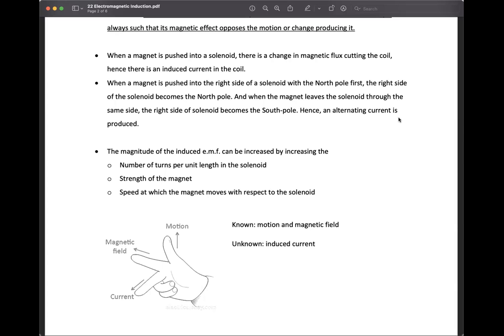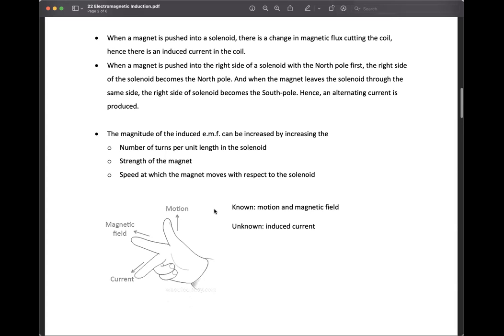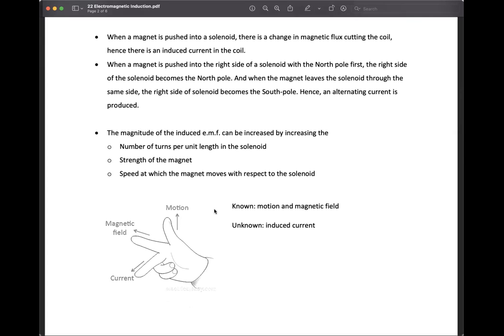Remember I told you about this question. How do we actually create a current? First, when there's a motion and a magnetic field, you'll create a current. In the previous topic, we used Fleming's left-hand rule. In this case, we actually use the right hand, where there's a motion, a magnetic field, and a current.